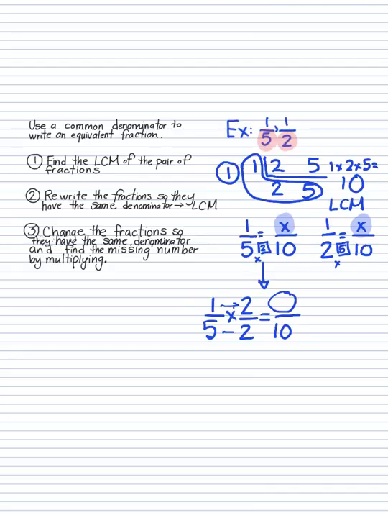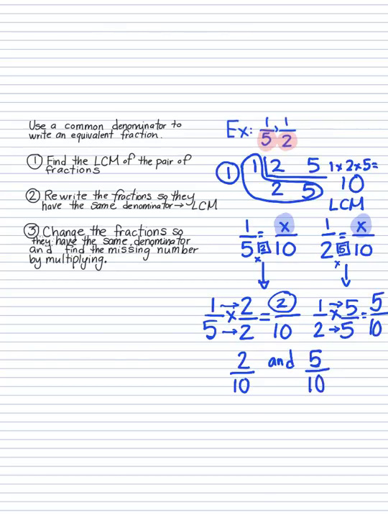This is what you're trying to figure out. So you just multiply across this way and I get 2. So the answer is 2/10. Now I'm going to do that for 1/2. So I'm going to bring this down. I'm going to take 1/2 and multiply it by 5 over 5 because I'm trying to get the number 10. So now I have 5 and then I just multiply across. So my equivalent fractions are 2/10 and 5/10, because 1/5 is equal to 2/10 and 5/10 is equal to 1/2.